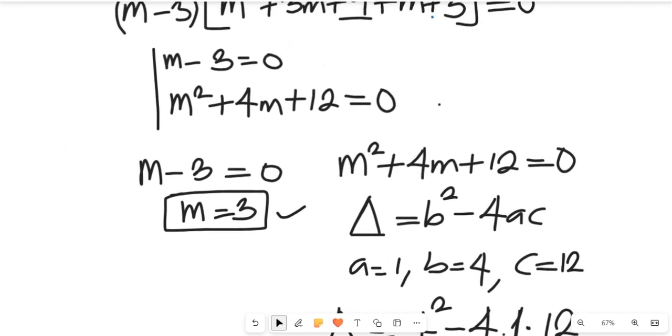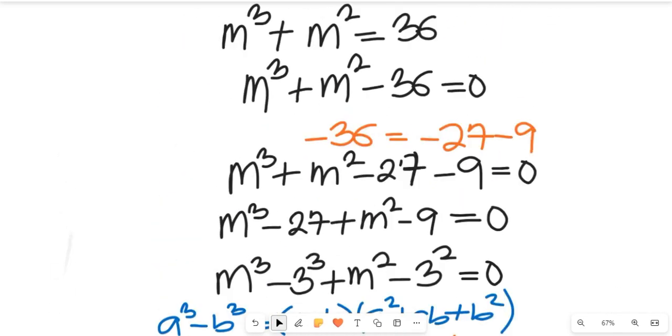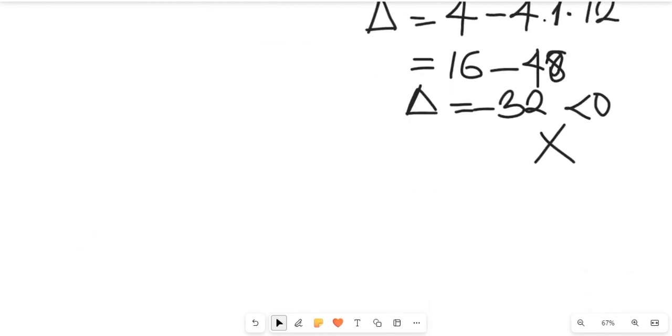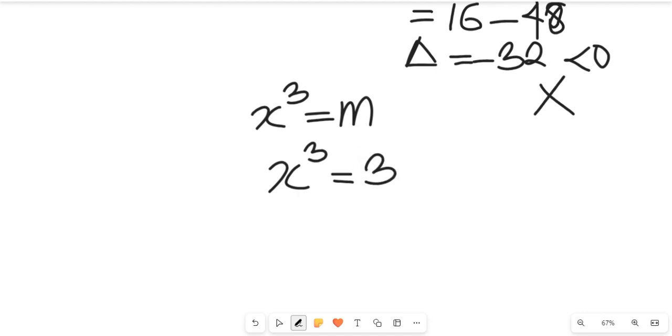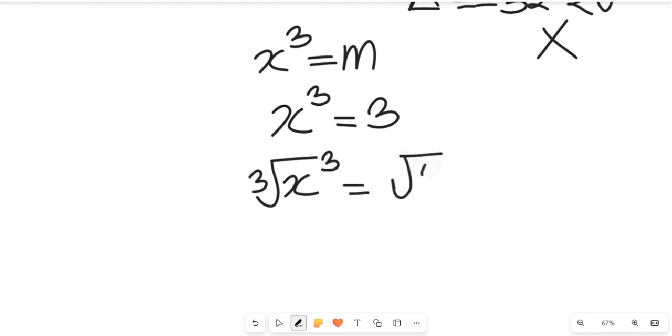Now recall from the initial expression that x to the power of 3 is equal to m. So if we apply that, we'll have x to the power of 3 equal to 3, right? So to find the value of x, we are going to take the cube root of both sides. We take the cube root of x to the power of 3, and this will be equal to the cube root of what? Of 3.